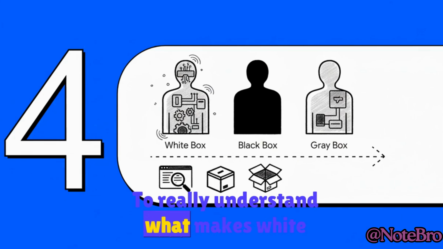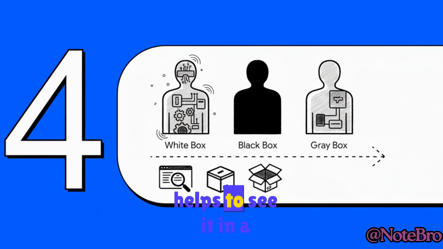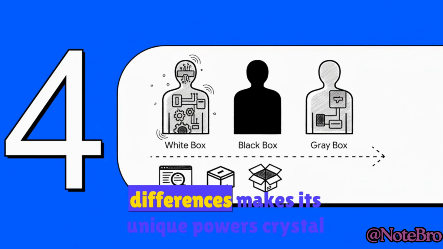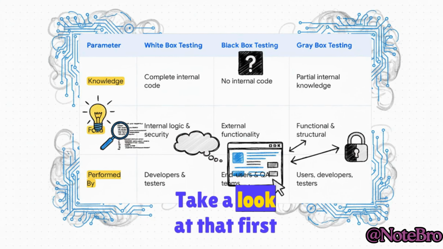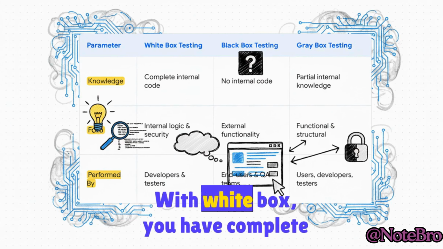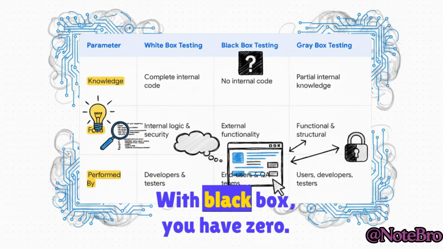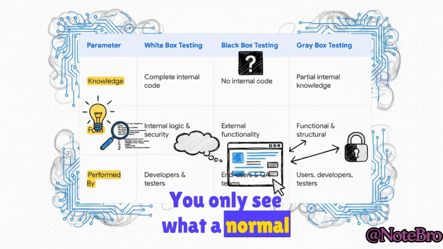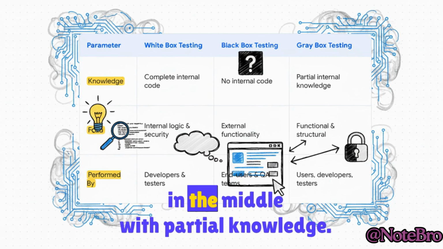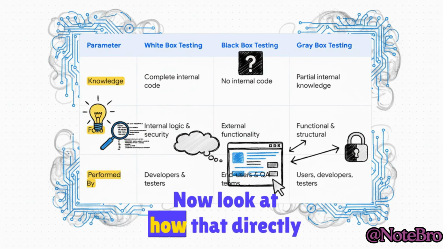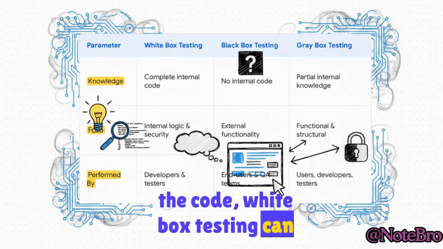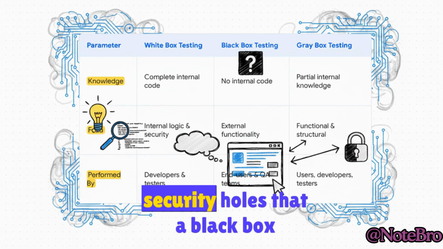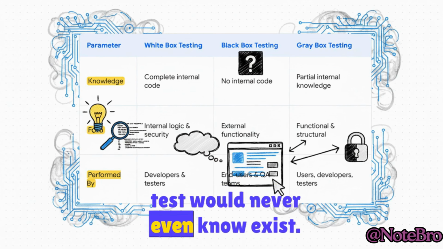Okay, to really understand what makes white box testing so special, it really helps to see it in a lineup with its counterparts. It's not the only way to test software, and seeing the differences makes its unique powers crystal clear. So let's break this down. Take a look at that first row, knowledge. With white box, you have complete knowledge. With black box, you have 0. You only see what a normal user would see. And gray box is that hybrid in the middle, with partial knowledge. Now look at how that directly affects their focus. Because it has full access to the code, white box testing can find those deep structural problems and security holes that a black box test would never even know exist.